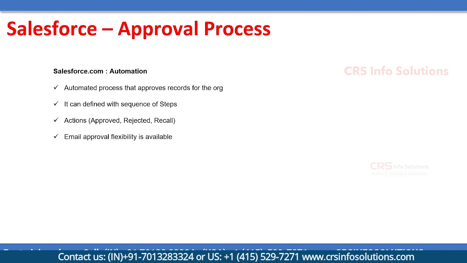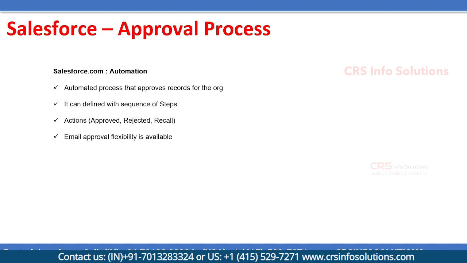In this session, we are going to cover the approval process. The approval process is a kind of automation process where you can approve a record. You can even do the approval process by using manual submission also. And the approval process can be defined in a sequence of steps. In the approval process, you will have the actions called approved, rejected, and recall.